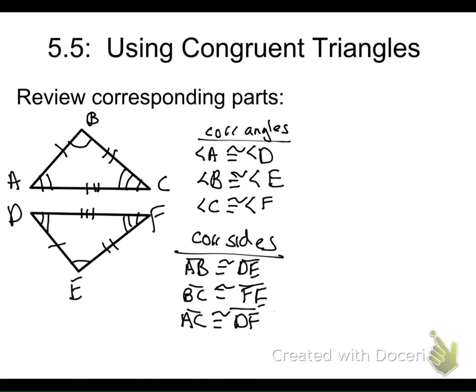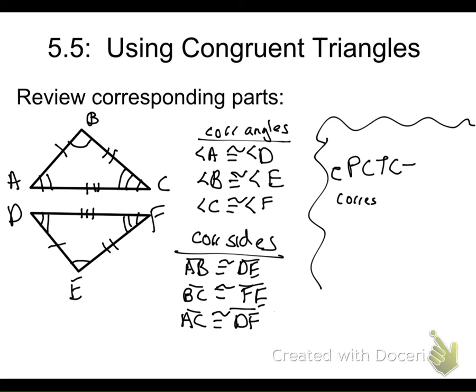So there is something new that we're learning today. And so this kind of just builds off of this. It's going to be a symbol that you're going to abbreviate. I'm going to make it like a little bubble over here. So we use CPCTC. And that stands for corresponding parts of congruent triangles are congruent. What's that word?